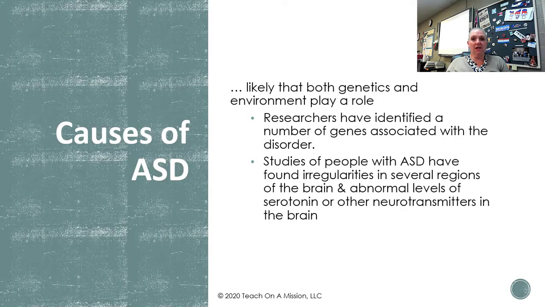Causes of ASD: it is likely that both genetics and environment play a role in this disorder. Researchers have identified a number of genes associated with the disorder. And studies of people with ASD have found irregularities in several regions of the brain and abnormal levels of serotonin, which controls emotion and helps with sleep, and other neurotransmitters in the brain. So it's very much biologically linked. There is a lot of research into what's causing ASD, but there's also a lot of controversy over the causes, and it is based on the research that they're finding.